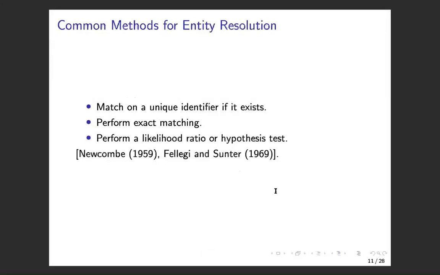Now, what are some common baseline methods for entity resolution? Well, of course, if there's a unique identifier, we can match on this, as I said before, and then we can go home. We could perform something like exact matching, which would be looking to see if each attribute or feature matches exactly. Or we could perform something like a likelihood ratio test or hypothesis test, as I described in the first tutorial, using the method from Newcombe et al. 59 or Fellegi-Sunter 69.